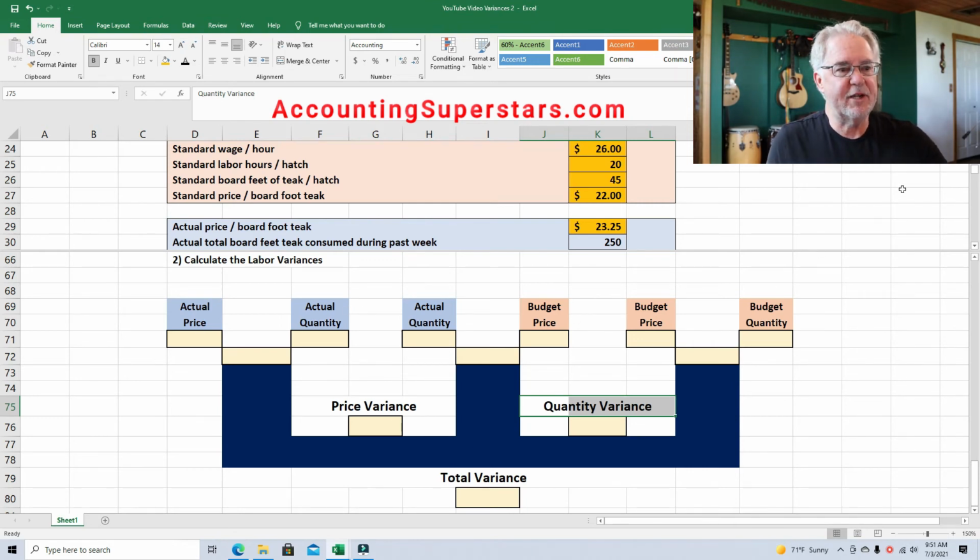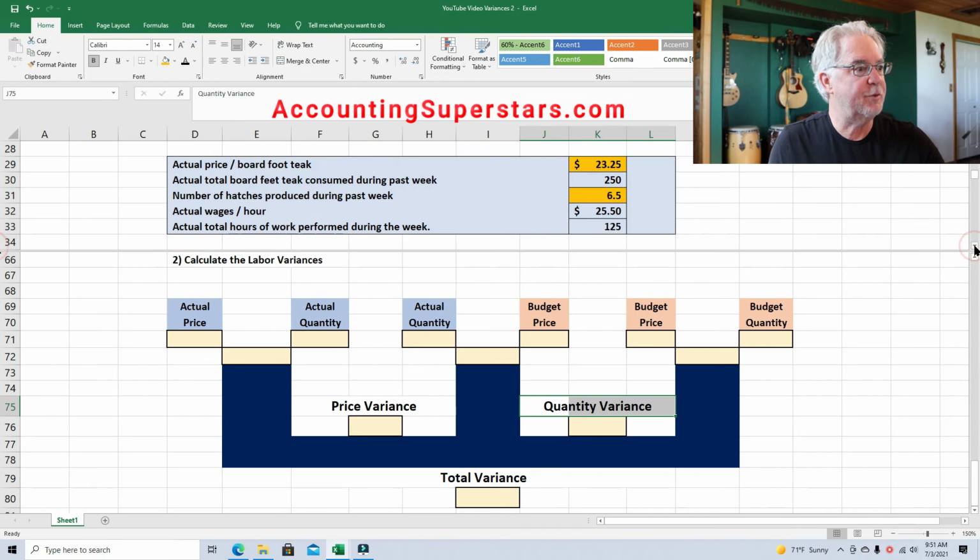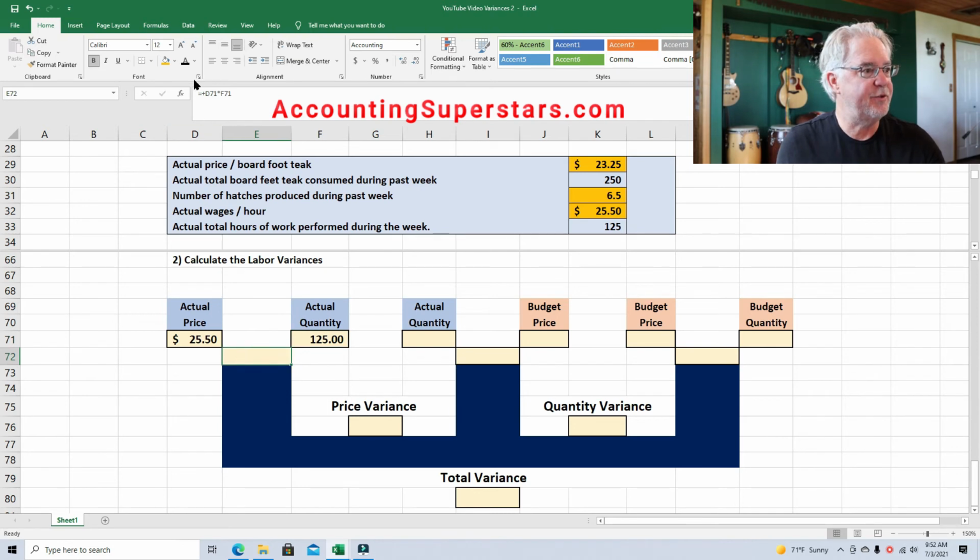All right, so let's figure out the actual price for labor. Let's see where it is. There it is: actual wages per hour, $25.50. Drop it into place. And the actual quantity of work, the total hours worked, was 125 hours. So if you do a little math, 25.50 times 125, you get $3,187.50. Easy math.